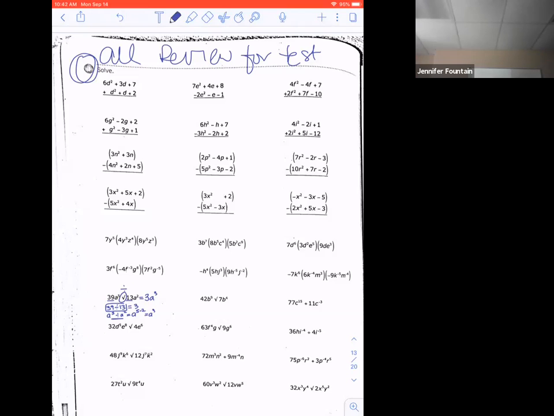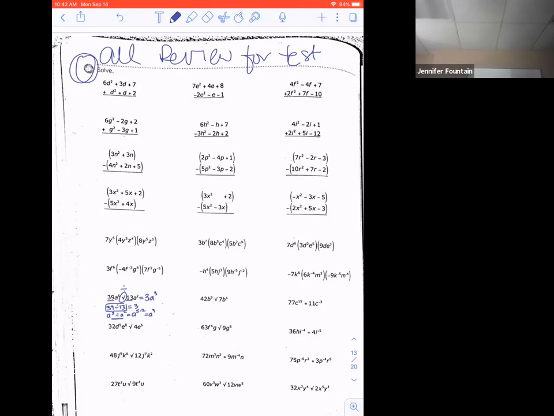All right, underneath it, 3f to the 6th times negative 4f to the negative 3rd, g to the 8th, times 7f squared times g to the negative 5th. You should end up with negative 84f to the 5th, g cubed. What number do I mean when I say cubed? 3. Yay. All right, now moving to division, I have 39a to the 5th divided by 13a squared, and you should end up with 3a to the 3rd. Questions?